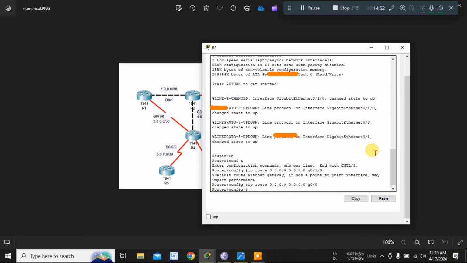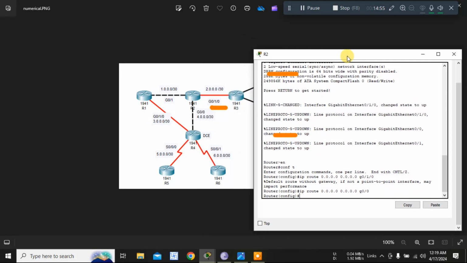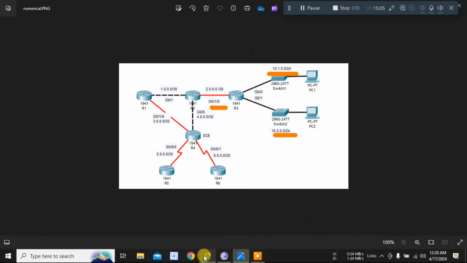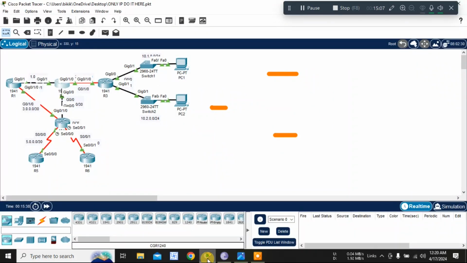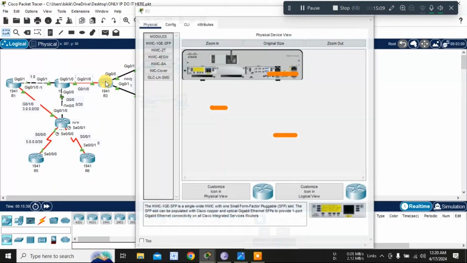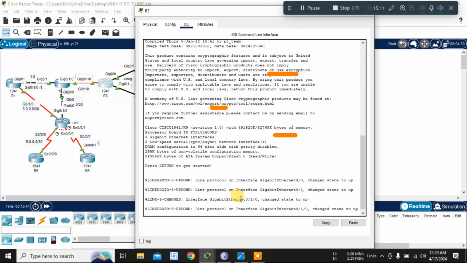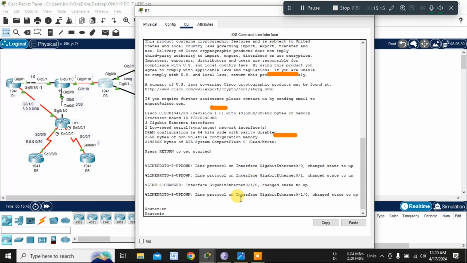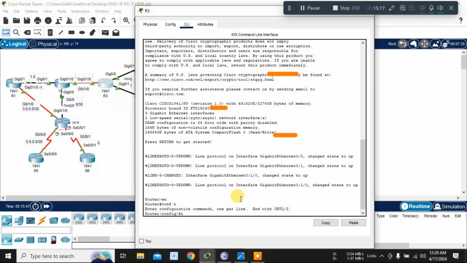Okay, done for router number 2. Now let me do router number 3. Command line interface, then enable, then config t, IP route.